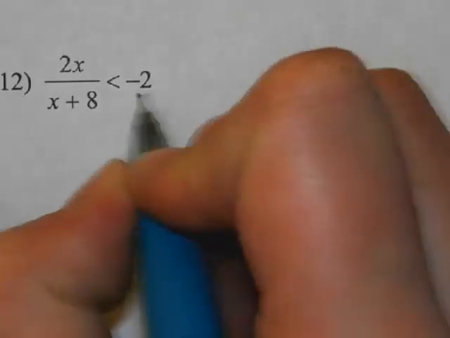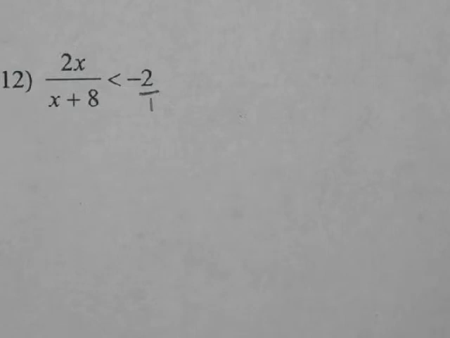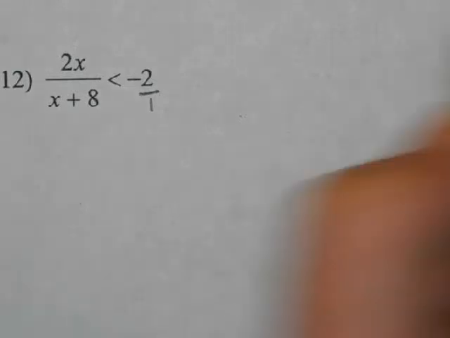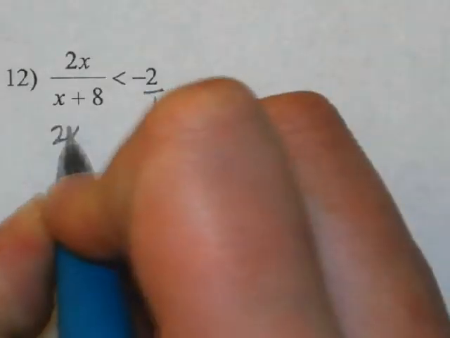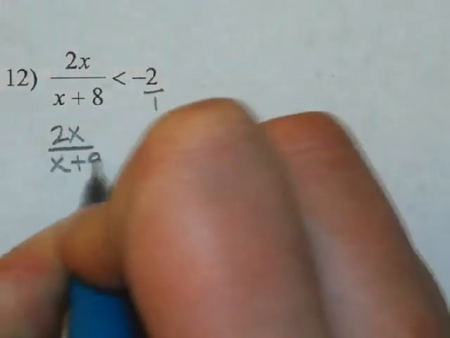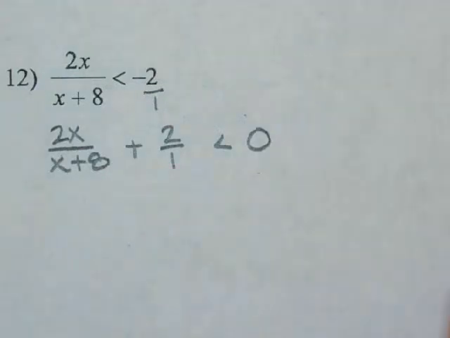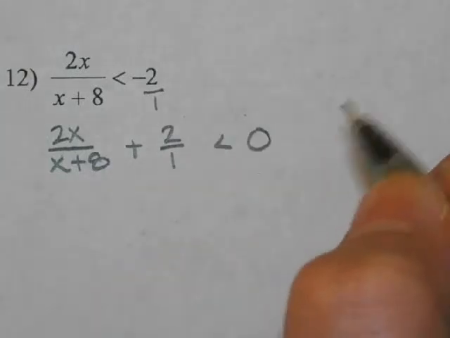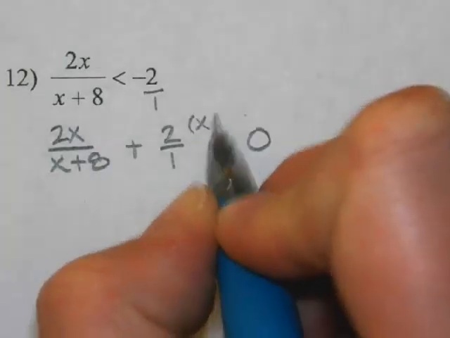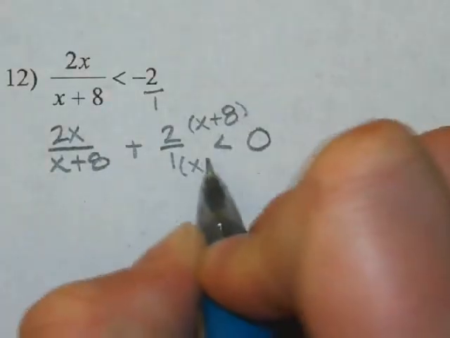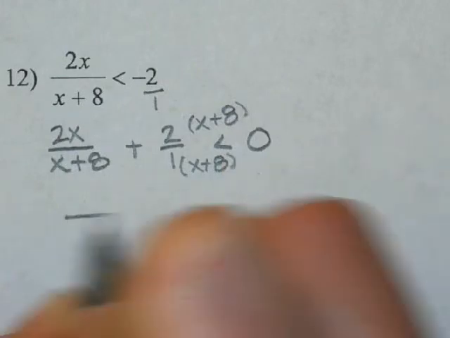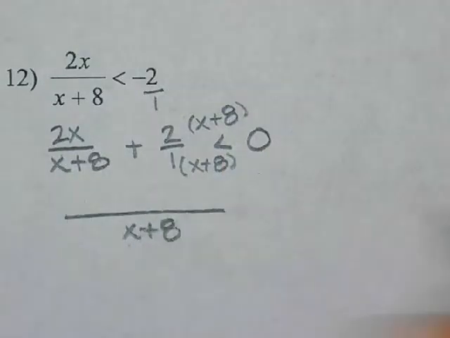Yeah, so this is a 2 over 1, but do we like the way it looks right now? No. So what should we do? Plus 2 over the other side. So I have 2x over x plus 8 plus 2 over 1 is less than 0. And so what do we need to do? Okay, so we need to get that common denominator. So we have a common denominator of x plus 8.